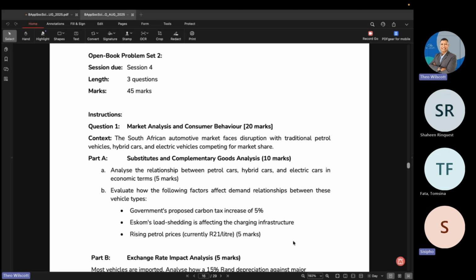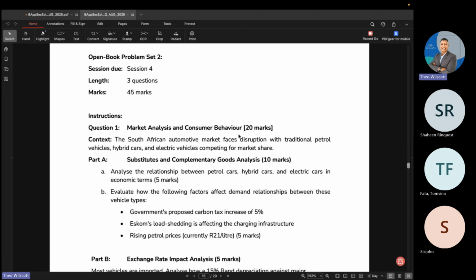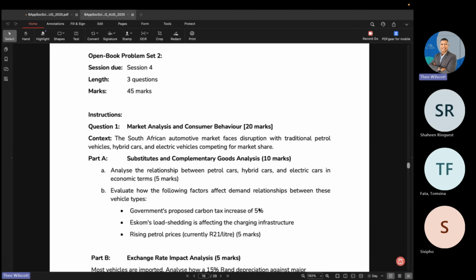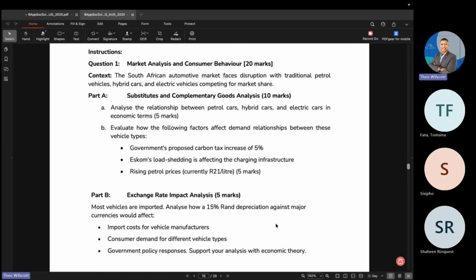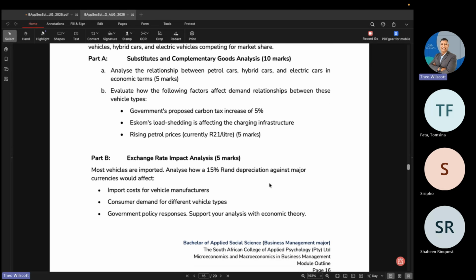All right. No problem. So yeah, let me get going with open book set problem 2, which talks about market analysis of consumer behavior, which is question 1. The context is the South African automotive market faces disruption, with traditional petrol vehicles, hybrid cars, and electric vehicles competing for market share. Substitutes and complementary goods analysis. So if you look at session 4 this week, which is price elasticity, and next week, which is substitutes, you'll have a look and work through that particular section.